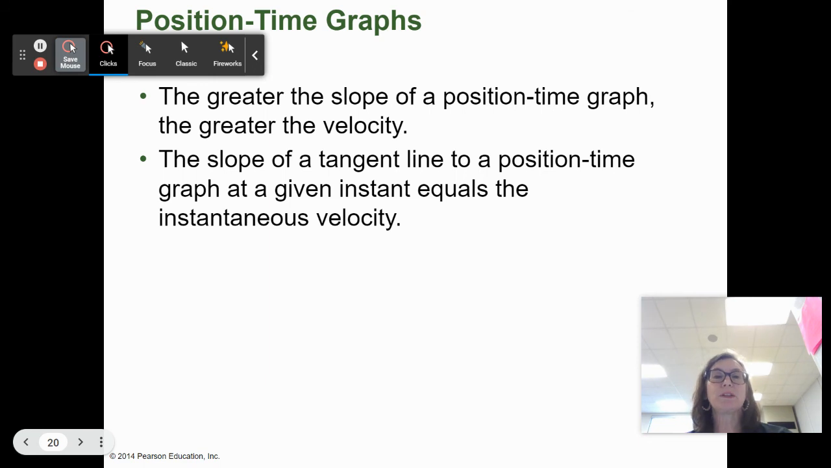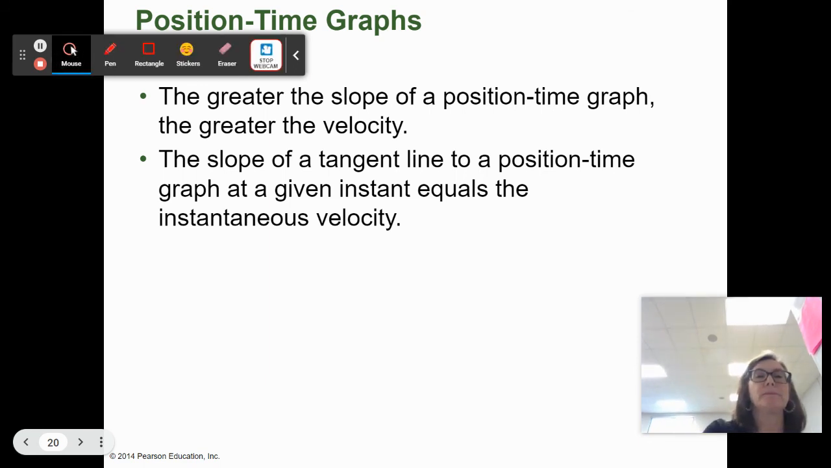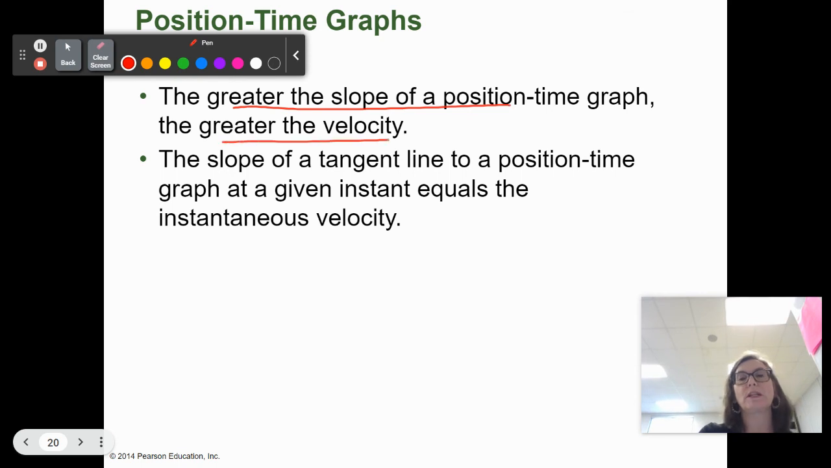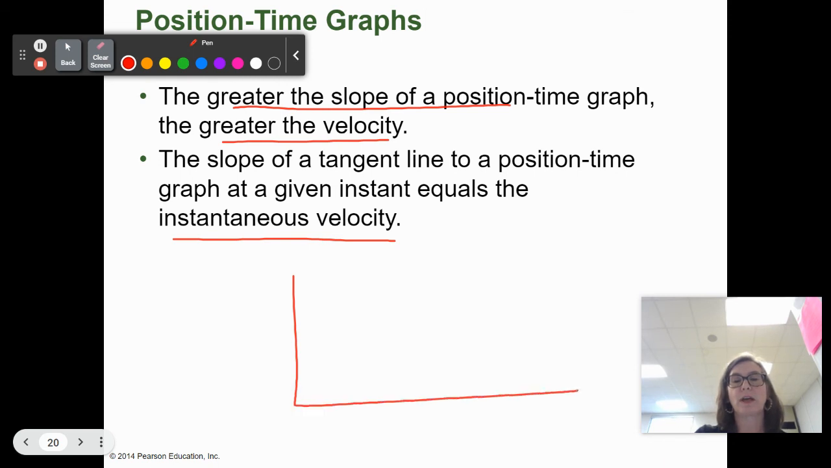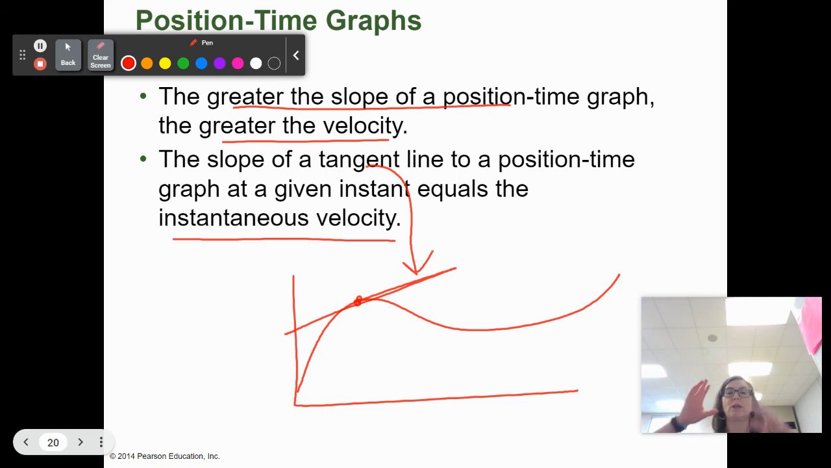The greater the slope of the position versus time graph, the greater the velocity. So greater the slope, greater the velocity. And if we have a tangent line, the slope of that tangent line is going to be equal to what we call the instantaneous velocity. So let's say I have this kind of graph. A tangent line is one where we take one particular point and we draw a line that goes through that point. So the slope of that line is going to be our instantaneous velocity. Instantaneous meaning it's going to be the velocity at just that one particular moment in time.